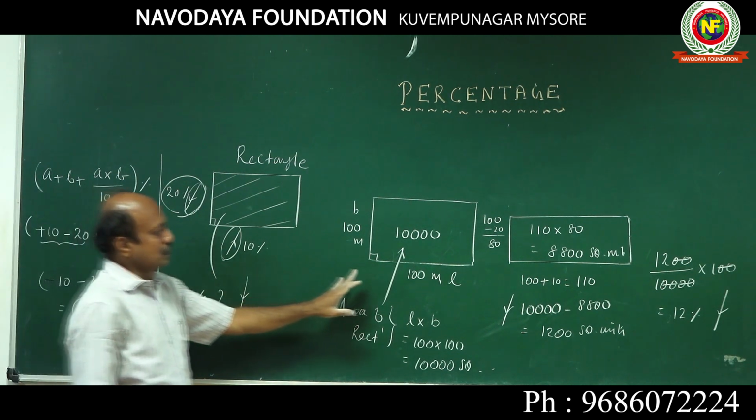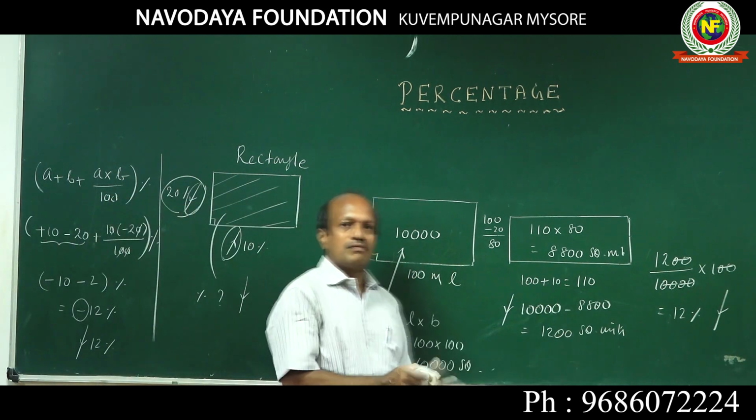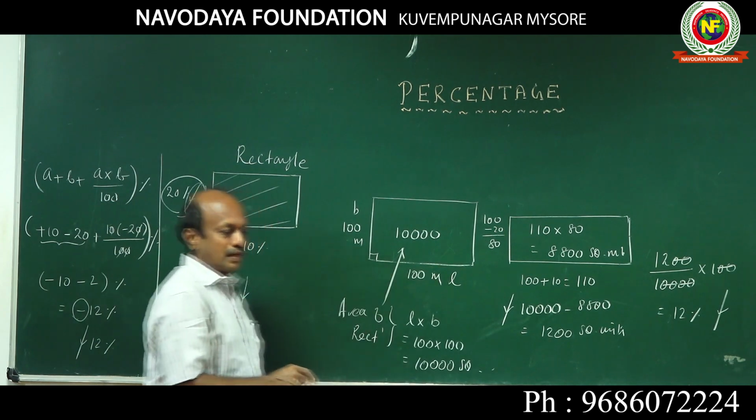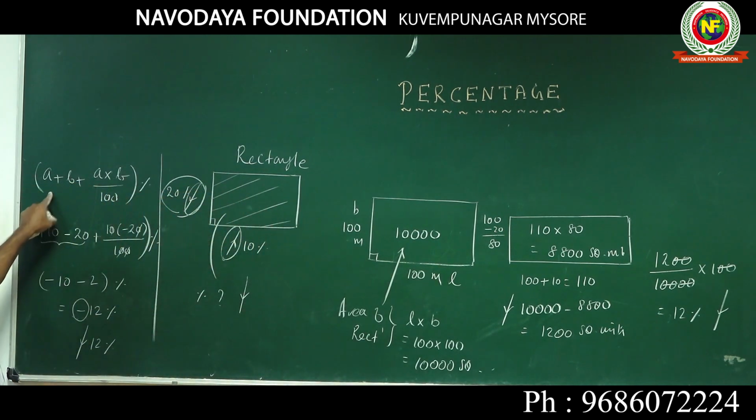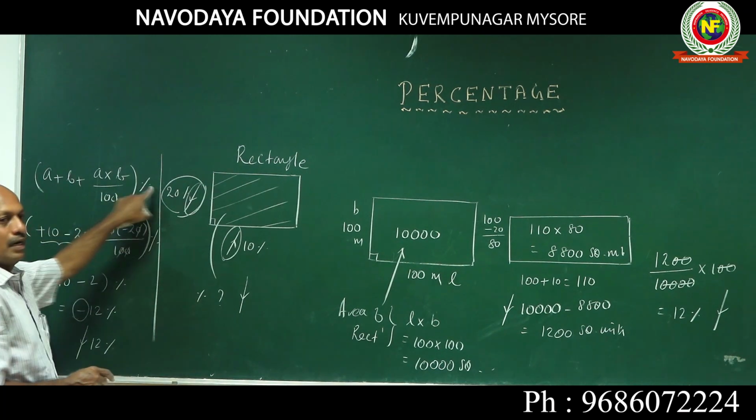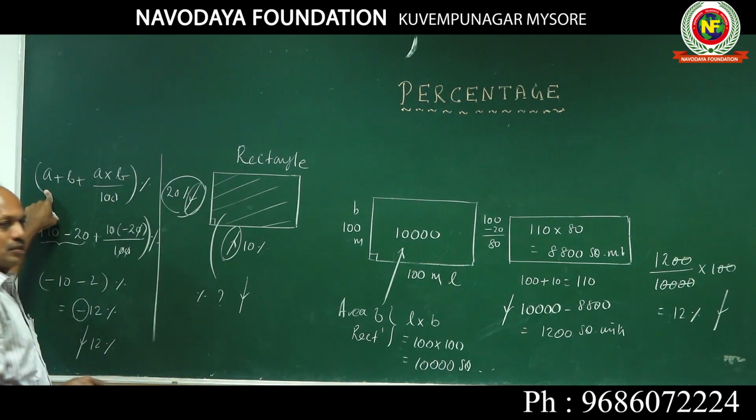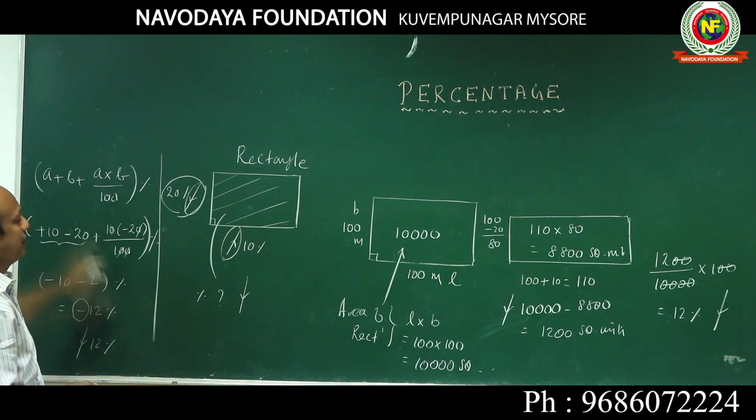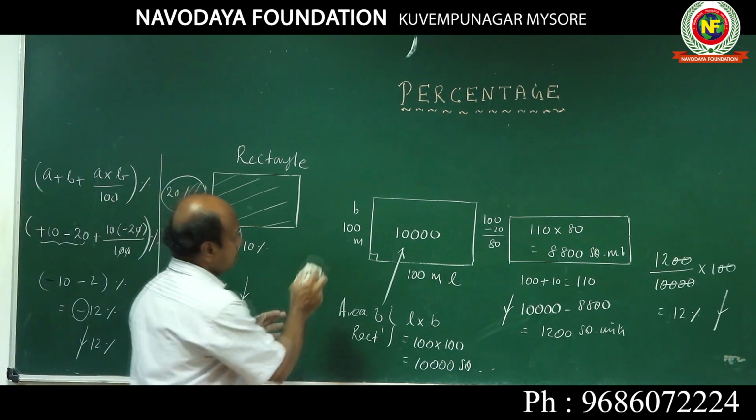But this is the traditional method, where you apply the logic and come out with the answer. The same logic can be applied with the help of the formula A plus B plus AB by 100. If it is an increase, you put plus. If it is a decrease, you take minus.